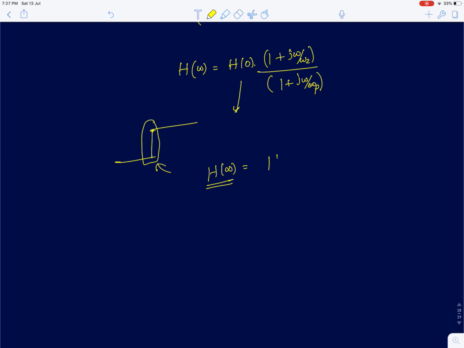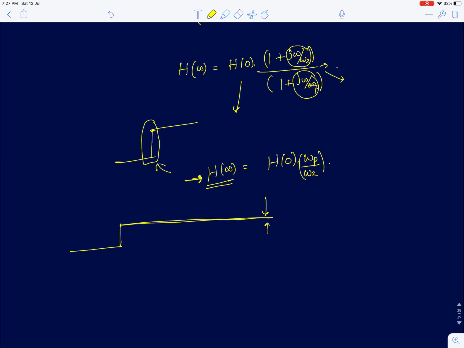So in this system, H of infinity will be simply H of 0 into, if I take j omega by omega z much greater than 1, and this also much greater than 1, this term will converge to omega p by omega z. So for any system, H of infinity will be H of 0 into omega p by omega z. Now H of 0 is the steady state. Once your input attains steady state, for example a step input at t equal to infinity, the value your output will take at y of infinity, which is only true for steady state inputs, will be H of 0.